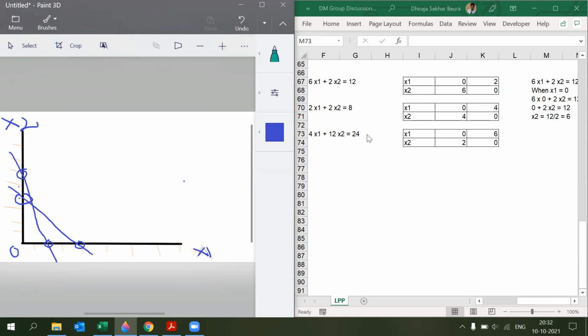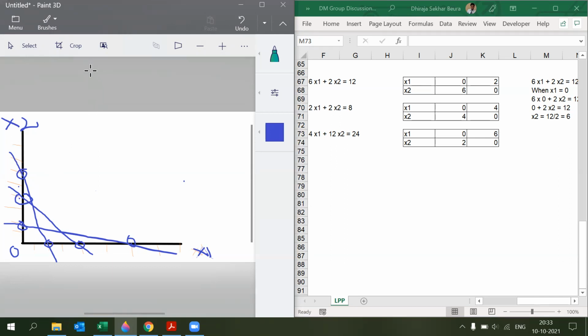That's gone. Similarly, for the last one, 4x1 plus 12x2 is equal to 24. 0, 1, 2. 0, 1, 2. This place. If you are finding it difficult in finding the coordinates, please let me know. We can also bring down the steps. Now x1 is 6 and x2 is 0. 1, 2, 3, 4, 5, 6. This is the place. Any doubts? Yes, no? No, Dilip. One is starting point, one is end point. Column J is starting point and column K is end point.